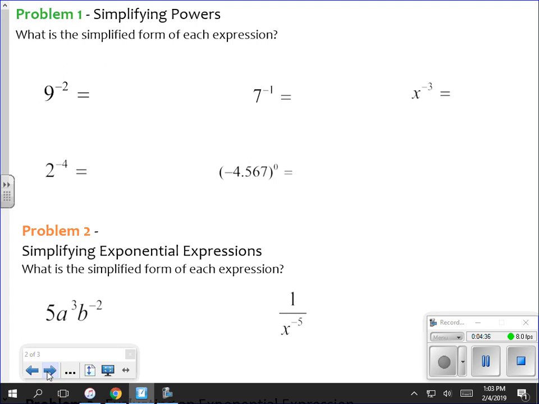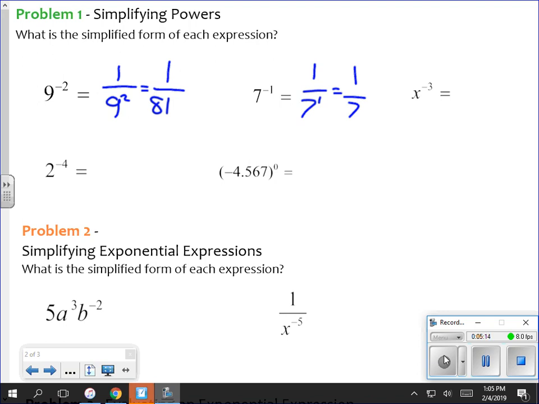Okay, so here's what I want you to do. Problem number 1, these ones here. Do them. Okay. Ladies, gentlemen, focus. So the first one, 9 to the negative 2 power is 1 over 9 squared, which is 1 over 81. 7 to the negative 1 power is 1 over 7 to the first, which is 1/7.